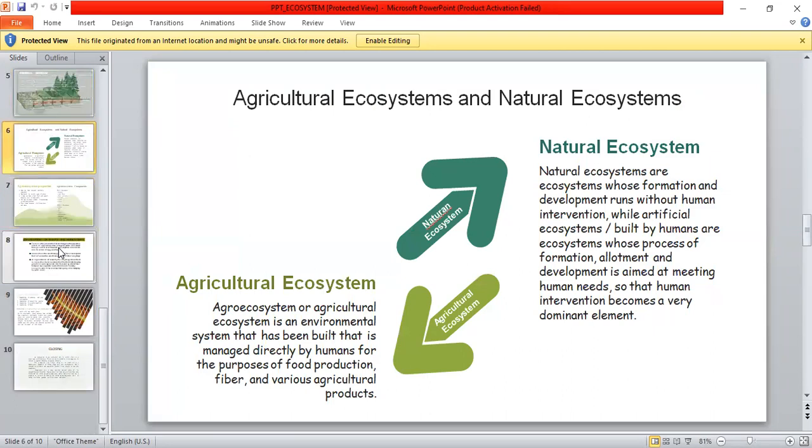Agriculture ecosystem and natural ecosystem. An agriculture ecosystem is an environmental system that has been built and is managed directly by humans for the purpose of food production, fiber, and various agriculture products. Natural ecosystems are ecosystems that form and develop without human intervention, unlike artificial ecosystems made by humans, whose process of formation, maintenance and development is aimed at meeting human needs, so that human intervention becomes a very demanding element.